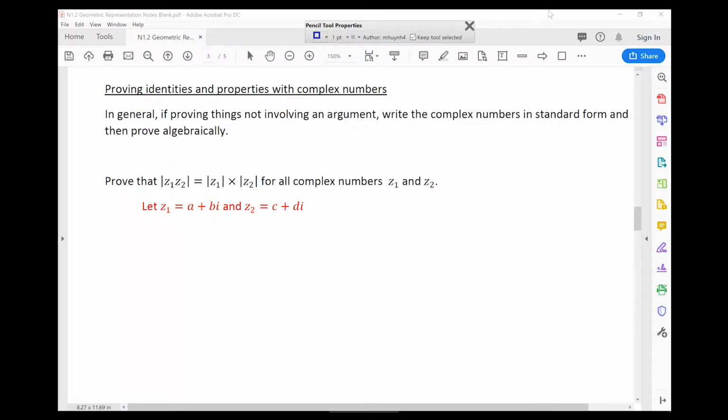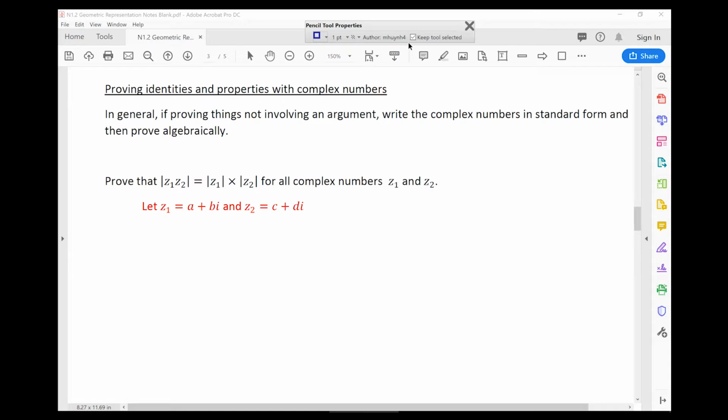All right, so in this next section, we're going to prove some complex identities or properties. In the syllabus, it says you have to know how to prove these. In general, if you're just given Z1 and Z2, you just rename them. So just say let Z1 be A plus BI or X plus IY. It doesn't really matter, whatever you want, as long as Z1 and Z2 are different complex numbers in standard form.